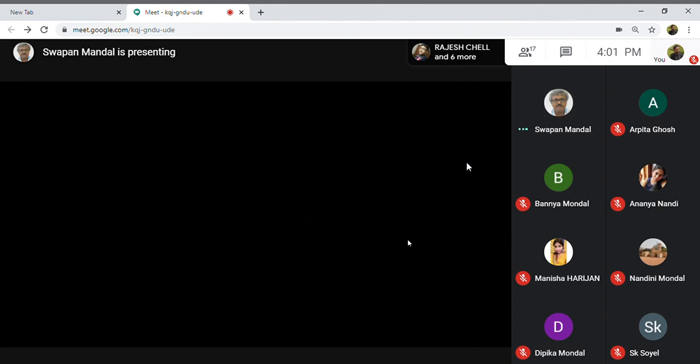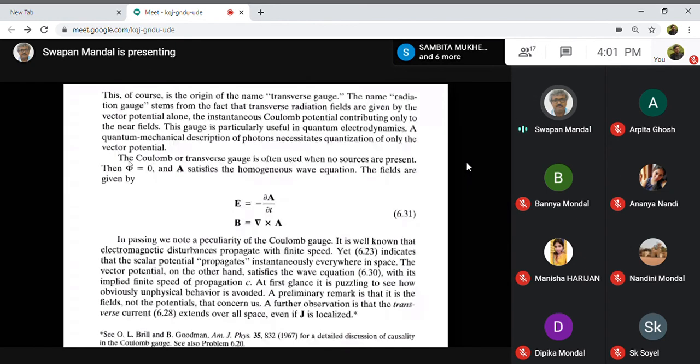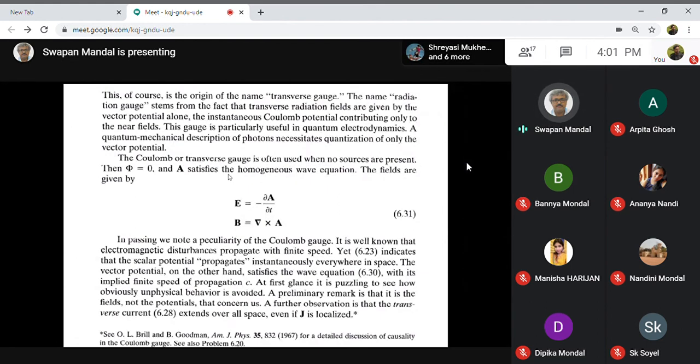Okay, here, you see that this is the Jackson book. The Coulomb transverse gauge is often used when no sources are present, because I have put the sources to 0, you know that rho equal to 0, I have put it. Then phi equal to 0, and A satisfies the homogeneous wave equation, E equal to minus del A del t, B equal to curl of A.